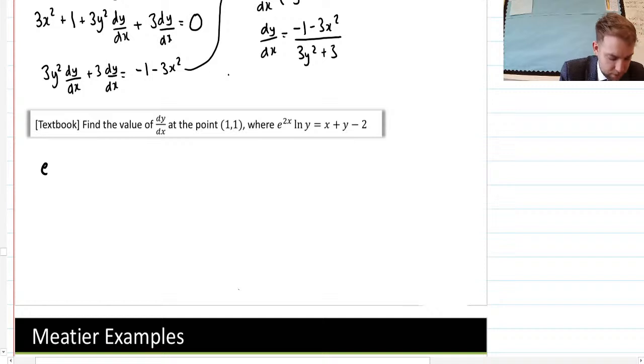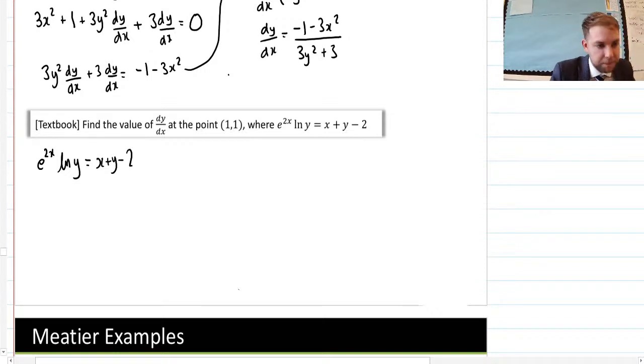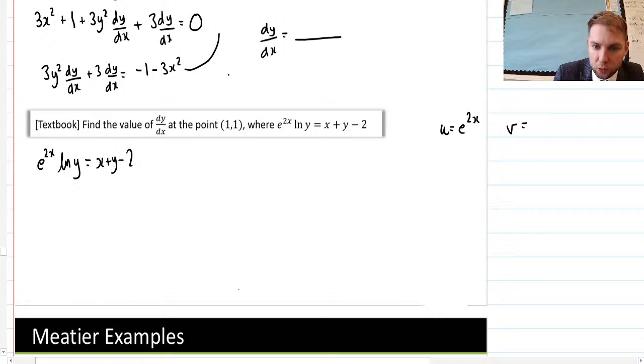We've got e to the 2x ln y. Now that's an issue because we've got chain rule and product rule in there, is equal to x plus y minus 2. So the first thing I'm going to do, before I do anything here, is differentiate that product rule there. So I'm going to do that over on this side. I'm going to say let u be equal to e to the 2x. Let v be equal to ln of y.